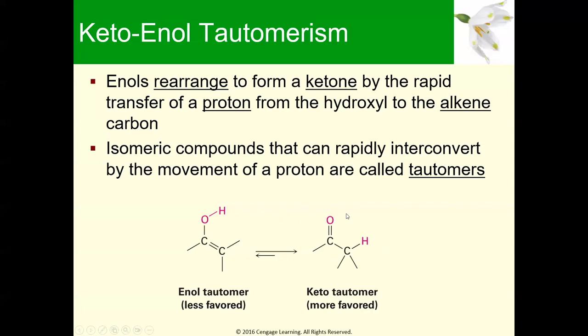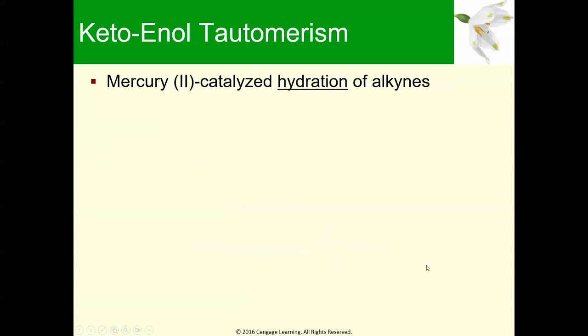That's the dominant form. Okay, so why are we talking about this? Because we're talking about addition reactions with alkynes. And so what you're going to see is that I can start with an alkyne and do an addition reaction on it that puts an OH group on the carbon involved in that triple bond, and therefore I create an enol, which will then tautomerize and form the ketone. So that's where we're going with this.